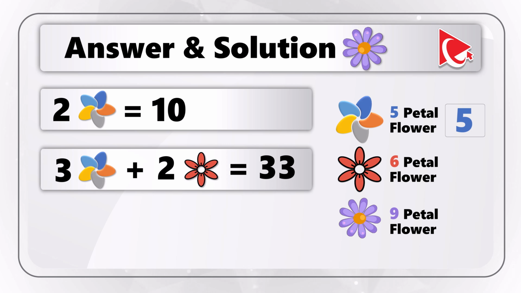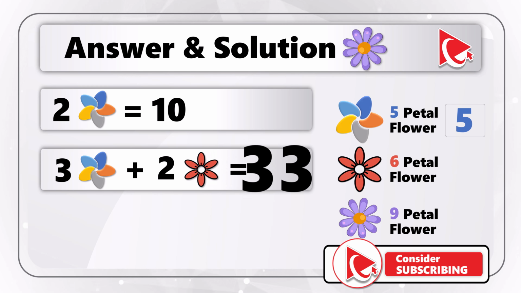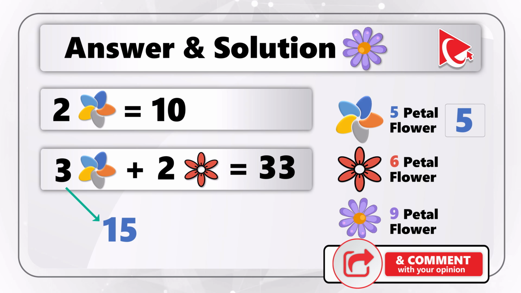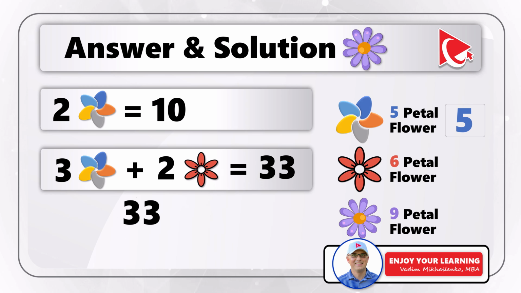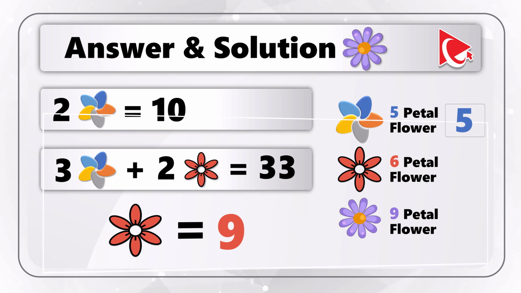We know that the value of 5-petal flower is 5. So let's simplify the original expression. 3 5-petal flowers plus 2 6-petal flowers equals 33. 3 5-petal flowers equals 15. So we can build a new expression. 33 equals 15 plus 2 6-petal flowers, which means that 6-petal flower equals 9.